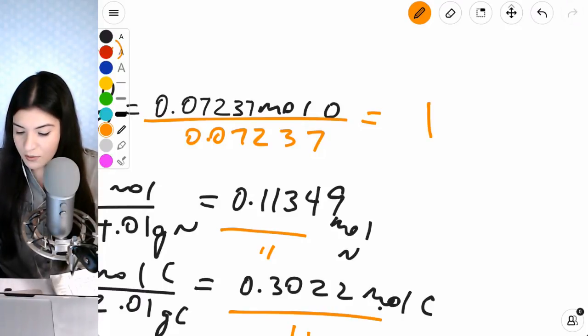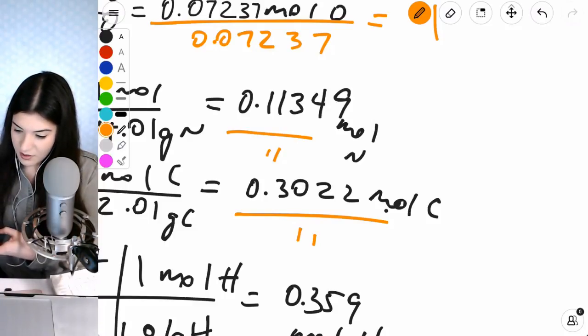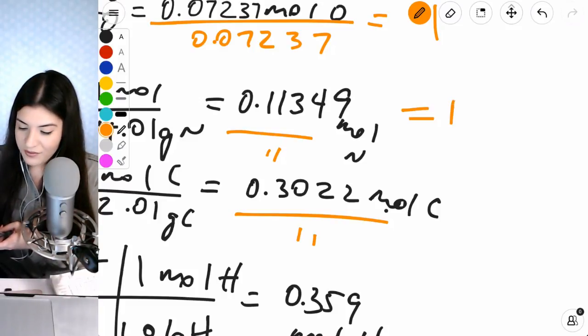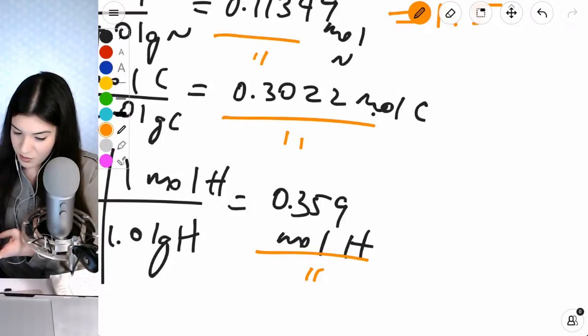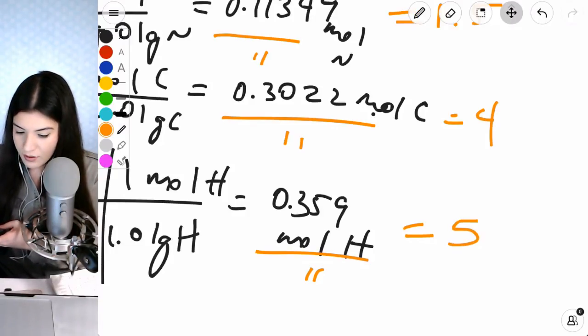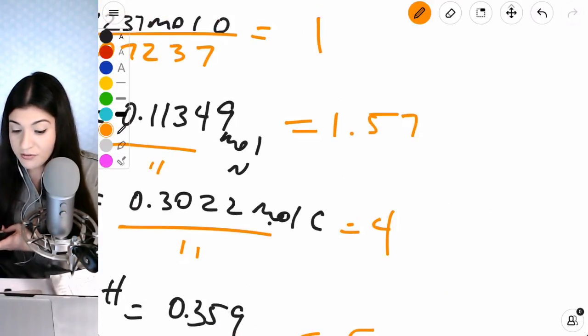So this would have been 1. Let's see what the other ones would have given us. 0.11349 divided by 0.07237. This would have been roughly 1.5. Okay, the next one, 0.3022 divided by that same exact amount of moles, that would have been 4, and 0.359, and that same value, that would have been 5.